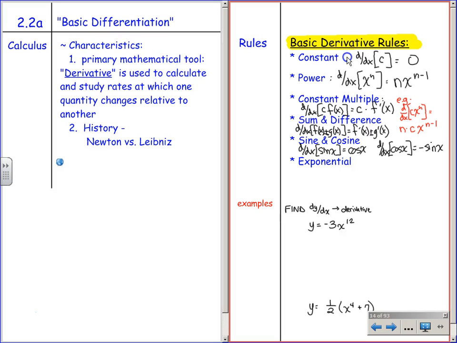And exponential functions, without going too deep, the derivative of e to the x is itself, and someday we'll see why.